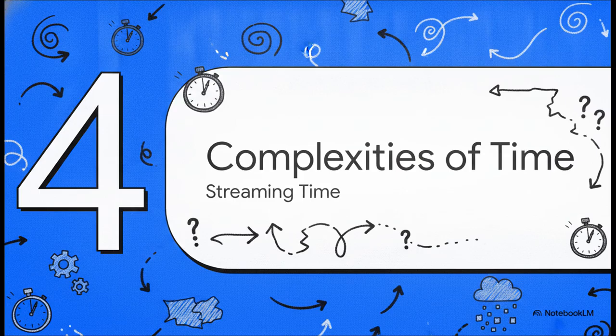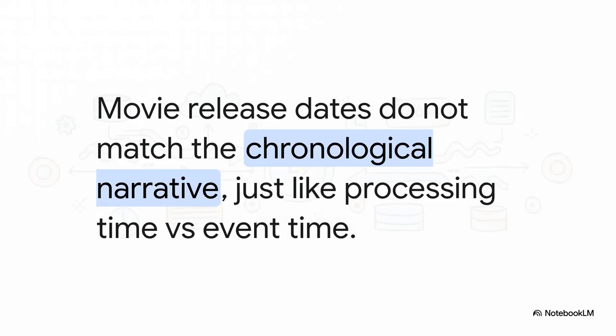Section 4. The complexities of streaming time. Now, this is where our event's journey gets genuinely weird, because in streaming, time is completely relative. Think about the Star Wars movies for a second. Episode 4 came out in 1977, but Episode 1 didn't drop until 1999. The order you process or watch them in the real world, the release date, doesn't actually match the chronological narrative of the events themselves.